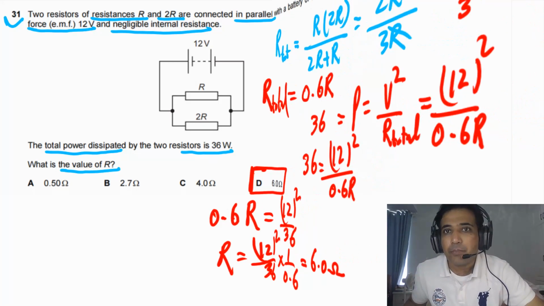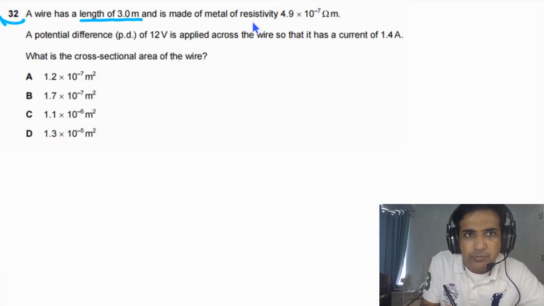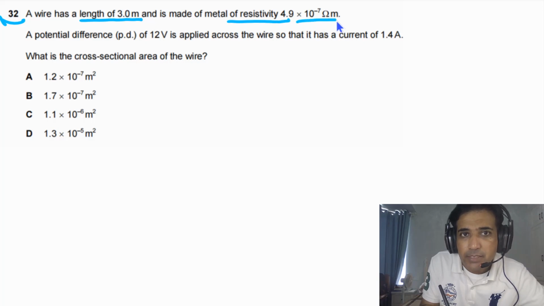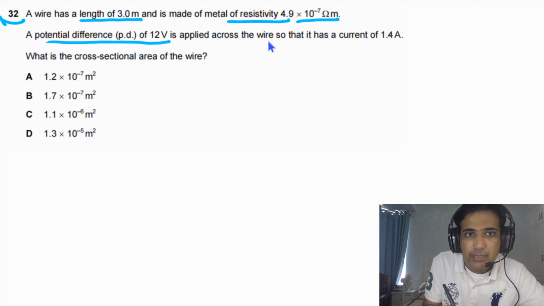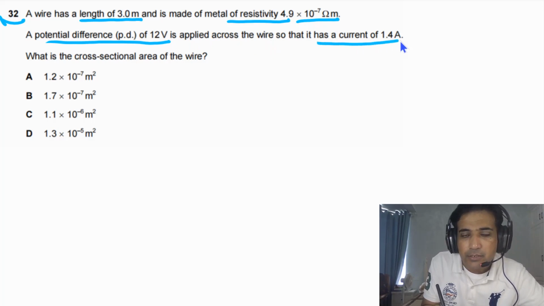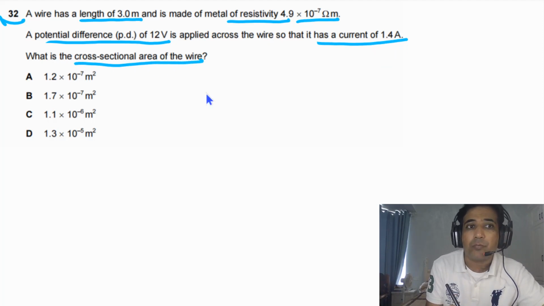Quite straightforward one. Question 32 says a wire has a length of 3.0 meters and is made of metal of resistivity 4.9 times 10 to minus 7 ohm meters. A potential difference of 12 volts is applied across the wire so that it has a current of 1.4 amps. What is the cross-sectional area of the wire?